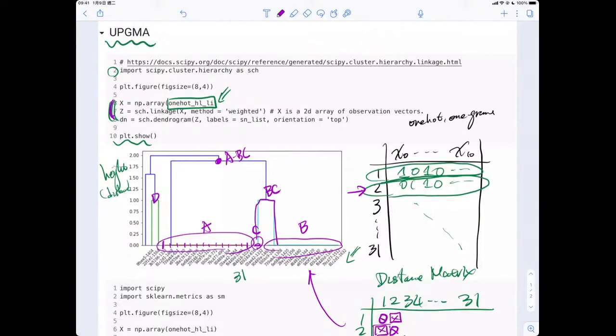The relationship means the distance between each data point or the distance between each cluster by using this UPGMA hierarchical clustering method. That is how we use this very simple code to draw such kind of information, okay, so that we can understand those 31 data points.